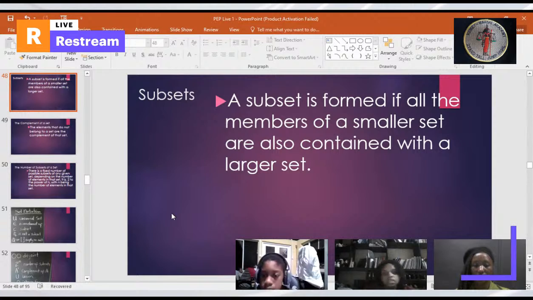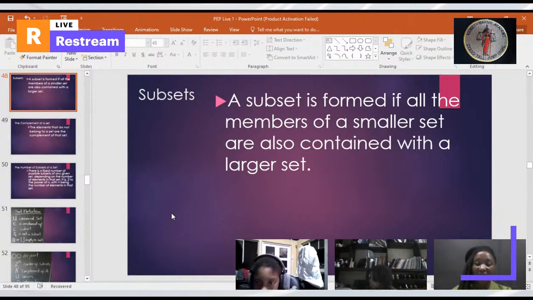Subsets. A subset is formed if all the members of a smaller set are also contained in a larger set. All right, so for the subsets, we have a smaller circle within a bigger one. And we say that the smaller one is a subset of the bigger one. All the elements in the smaller circle are contained within the bigger circle.